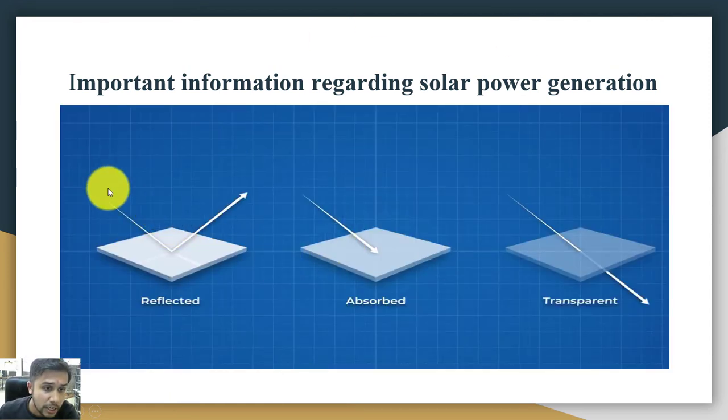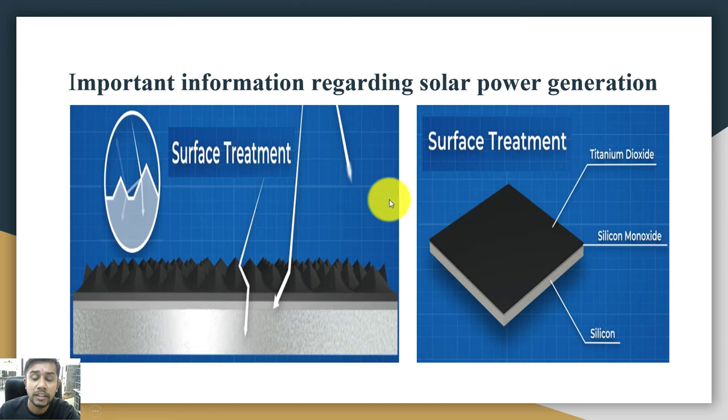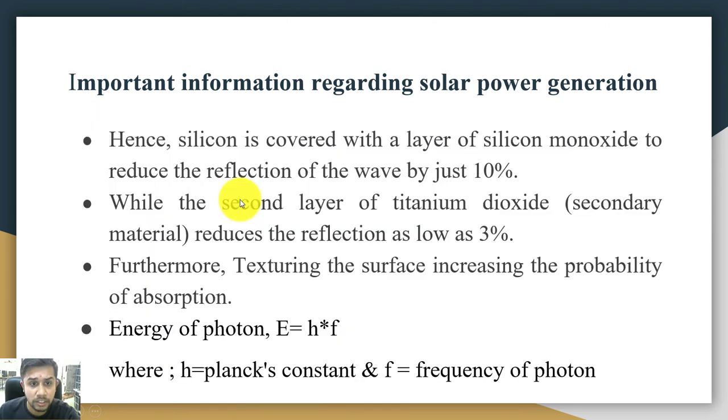This is the way the solar radiation on the flat plate collector is reflected, absorbed, or passed through, meaning transparent in nature. So to increase the amount of absorption, we are treating the surface with titanium dioxide, silicon monoxide, and pure silicon at the bottom surface. Surface treatment can be done to increase absorption. Silicon is now covered with a layer of silicon monoxide to reduce the reflection to just 10%. Earlier, it was 30%.